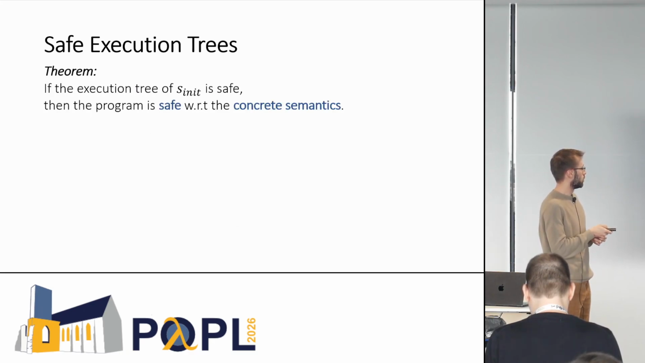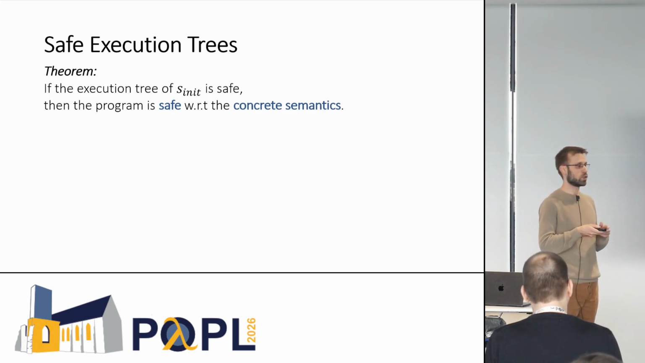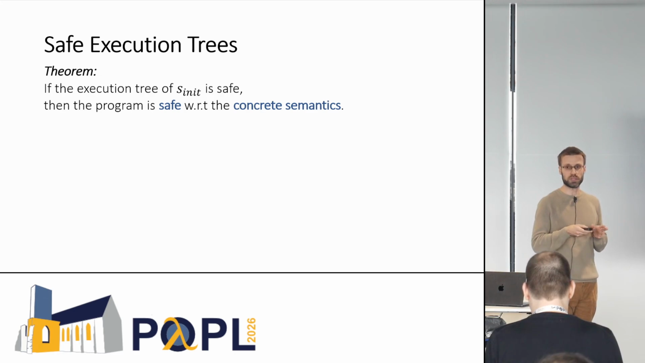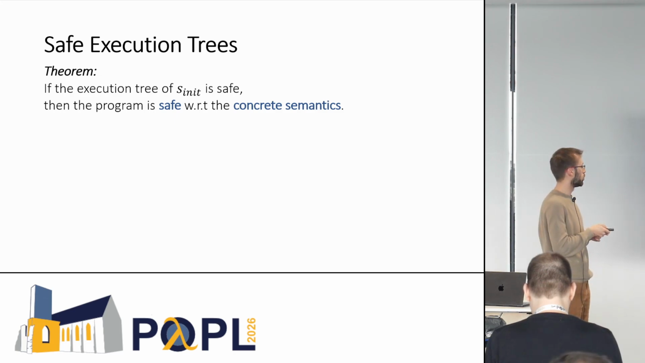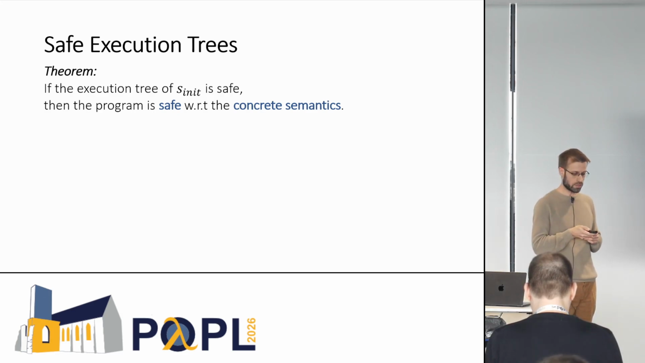And based on this definition, we have this theorem, which is basically if the execution tree of the initial state of the program is safe, then the program is safe with respect to the concrete semantics. This helps us to make a step toward showing program safety, but we still need somehow to compute this tree and to prove that it is safe.